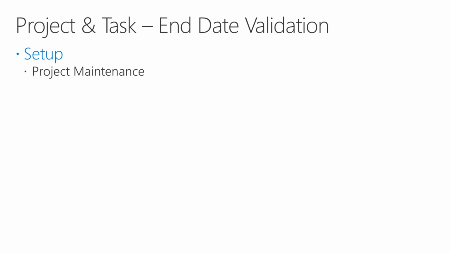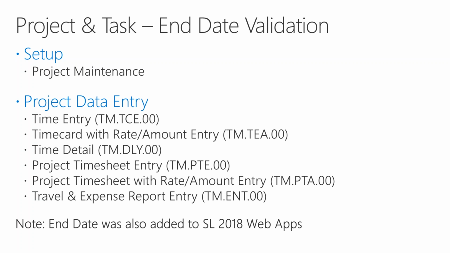The nice thing about it, again, you set it up in the project maintenance screen, and then it impacts these screens inside of the rich client: time entry, time card detail, being able to do expense for time and travel and expense reports entry. All the screens that are dealing with time and expense will be impacted by that feature being turned on. Also, it's been added to web apps. So 2018 web apps also looks to that field to decide whether a project or a task is available.